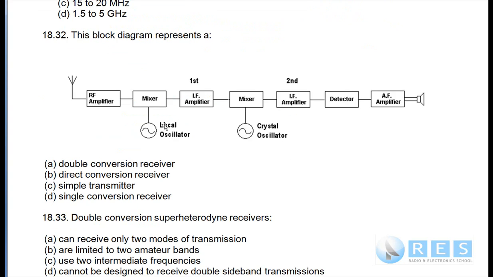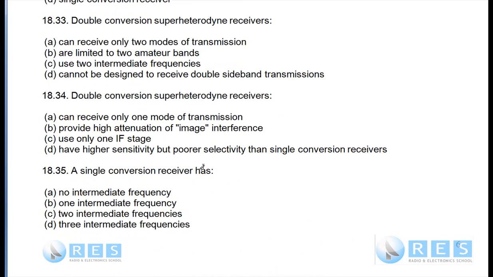1832, this block diagram represents a, let's have a look at RF amplifier. It's got a detector, not a product detector, so it's an AM receiver. It's got 2 frequency converters and 2 IF stages. So that makes it a double conversion receiver, and its proper name is a double conversion superheterodyne receiver. 1833, a double conversion superheterodyne receiver uses 2 intermediate frequencies.